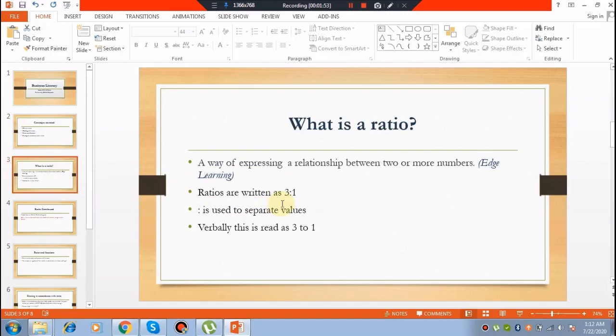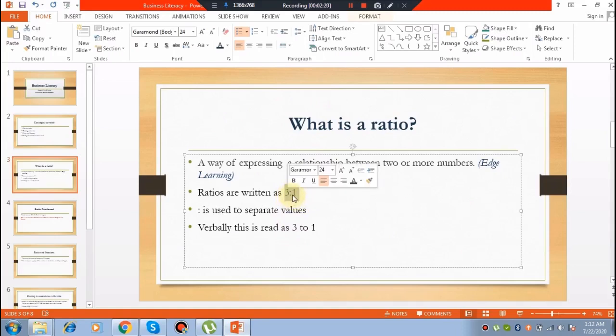Okay, so what is a ratio? According to Age Learning, a ratio is a way of expressing a relationship between two or more numbers. That is the key word. Ratios are written like this. This is how we see a ratio. So how do you identify a ratio? Once you see numbers written like this, that is a ratio. I hope you can see what I'm highlighting there.